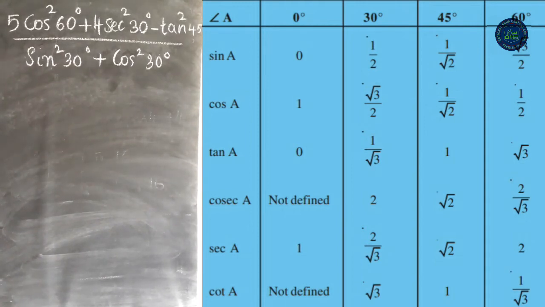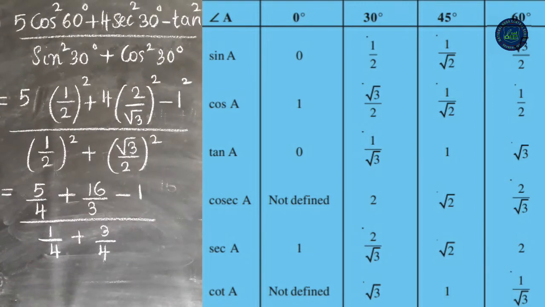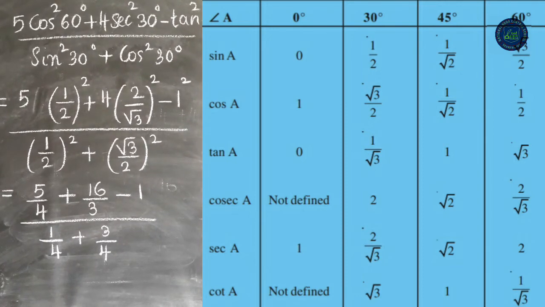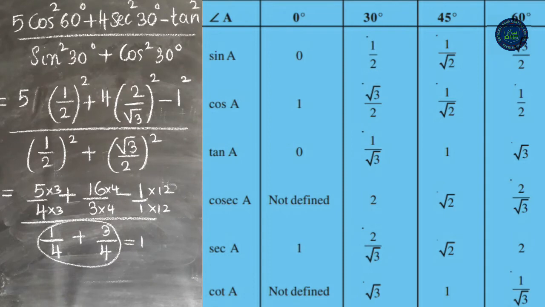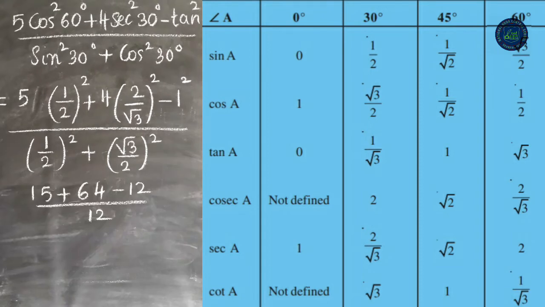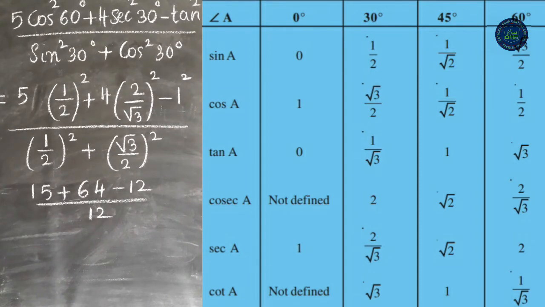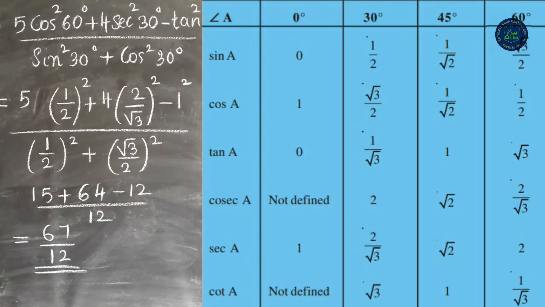Moving to the next question, 5 cos square 60 degree plus 4 sec square 30 degree minus tan square 45 degree divided by sin square 30 degree plus cos square 30 degree. Again, you substitute the values from the trigonometric table. You will get 5 by 4 plus 16 by 3 minus 1 divided by 1 by 4 plus 3 by 4. And the value of the denominator is 1, and for the numerator the LCM is 12. And if you simplify, you will get 15 plus 64 minus 12 all divided by 12. Further simplify, you will get the answer as 67 by 12.